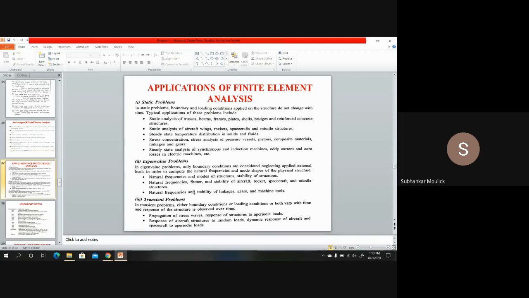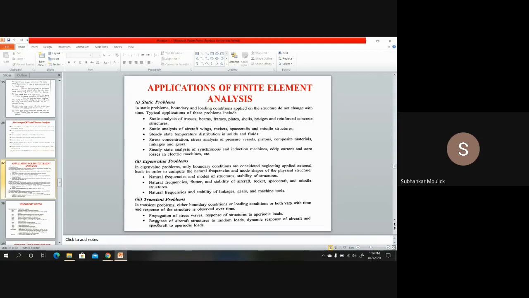Generally, vibration-related problems are eigenvalue problems, where we can find the natural frequencies of different types of structures, be it an aircraft, rocket, missile, etc. Similarly, you can find the natural frequencies and stabilities of linkages, gear mechanisms, machine tools, etc. The third variety of problem which we can solve by FEM is transient problems.